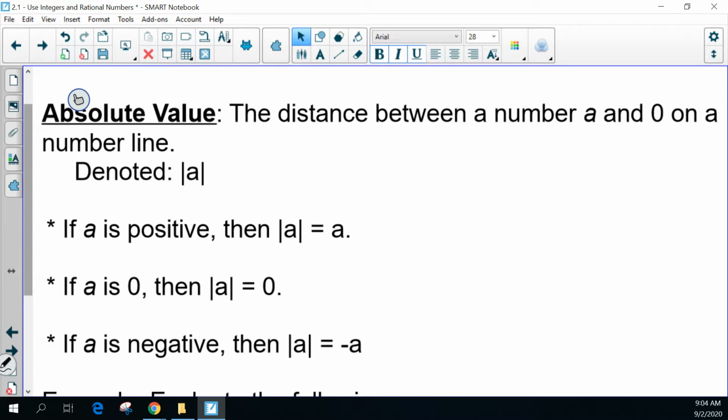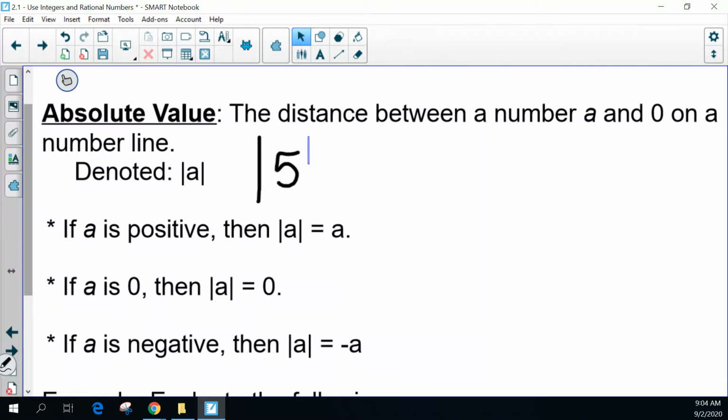Okay, so absolute value is the distance between a number A and 0 on a number line. So the example I just gave you about 5, the absolute value of that would be 5 because it's 5 steps away from 0. This is the symbol for absolute value. It looks like 2 bars. So you would have a bar, and then if I was using the number 5, you put another absolute value bar. And that's the symbol we use for absolute value.